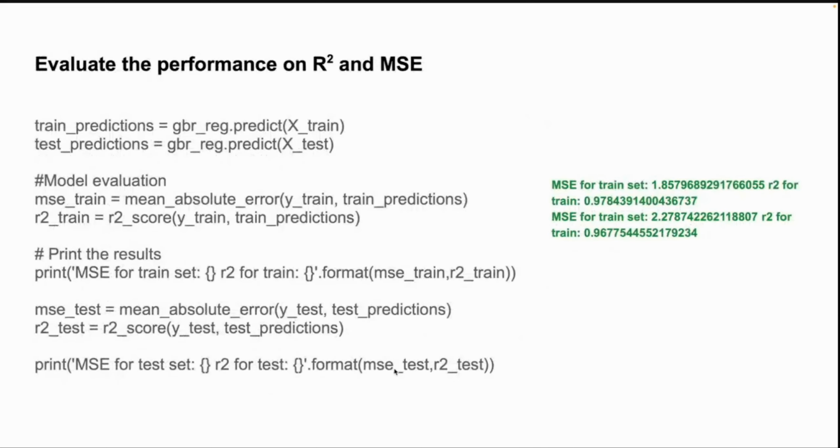As you can see in this slide, this is the performance after evaluation for my training data set and my test data set. My training data set has 1.8 mean square error, and the prediction is very good at close to 98%. And for the test data set, it is 2.27 and close to 97%.